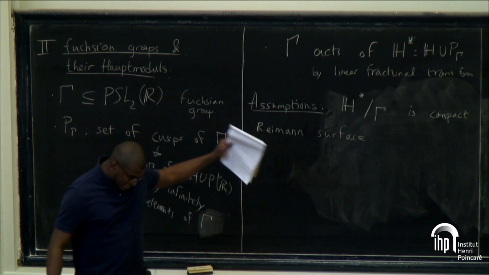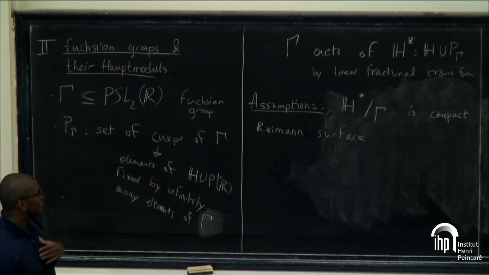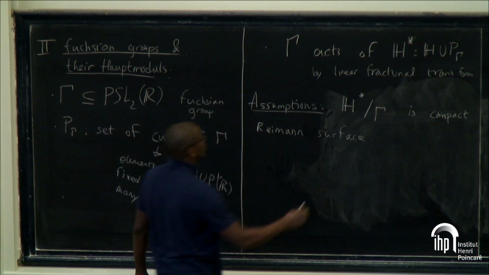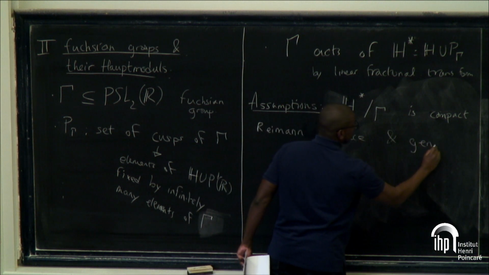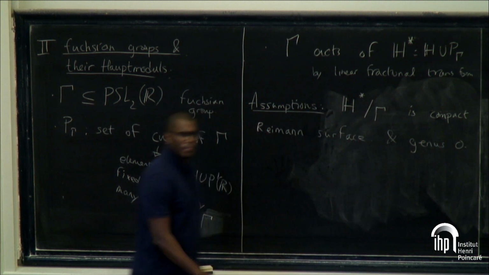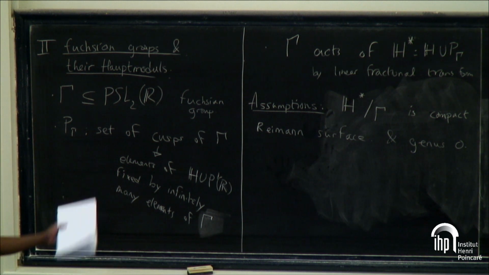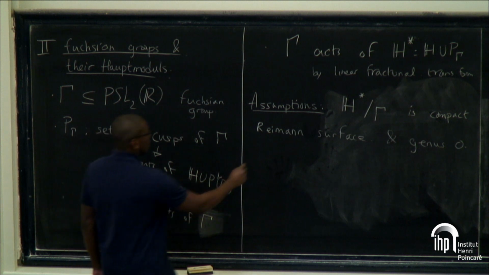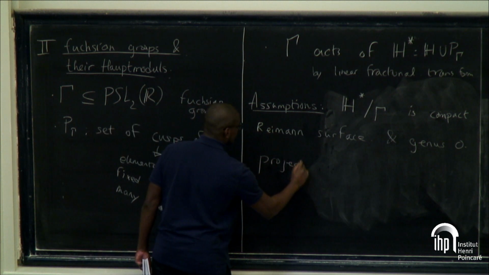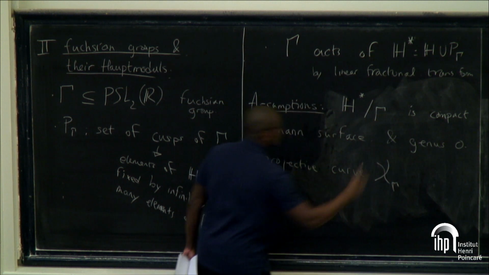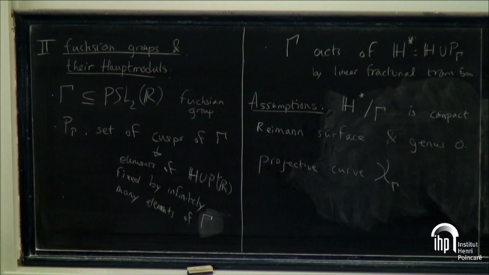So this is a non-trivial assumption. It means that we're looking at Fuchsian groups of the first kind, and that, as I said, genus 0. And so with gamma, we have a projective curve, which I denote by chi gamma, of genus 0.